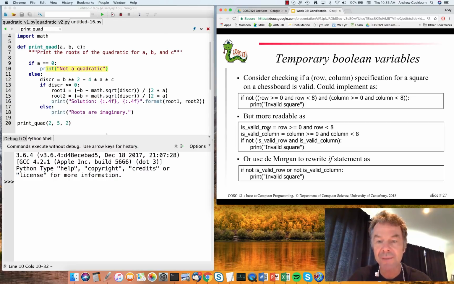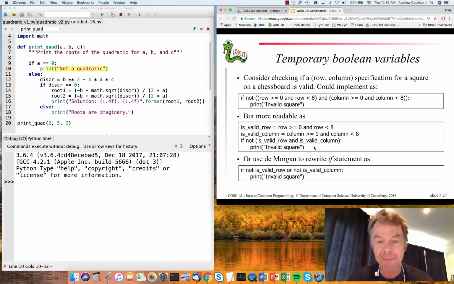But it's much more readable if we use temporary Boolean variables. We assign to a new temporary Boolean variable isValidRow the result of the expression row is greater than or equal to 0 and row is less than 8. So isValidRow now stores whether or not that row is a legitimate value. And then we do the same for column, and we can subsequently say if not isValidRow and isValidColumn, we'll print out it's an invalid square.